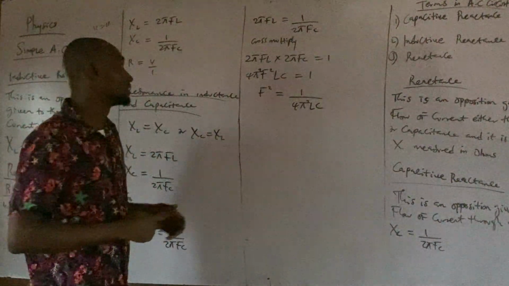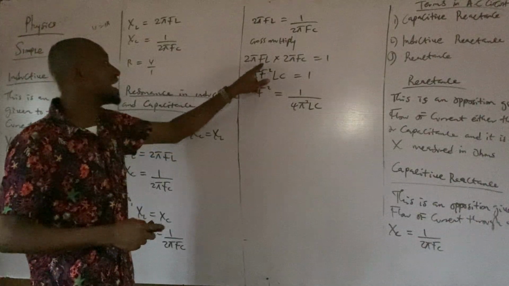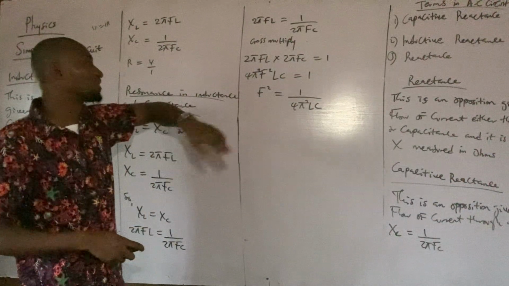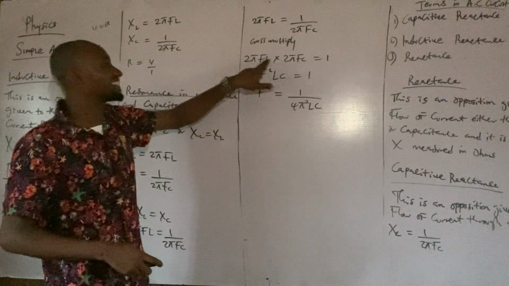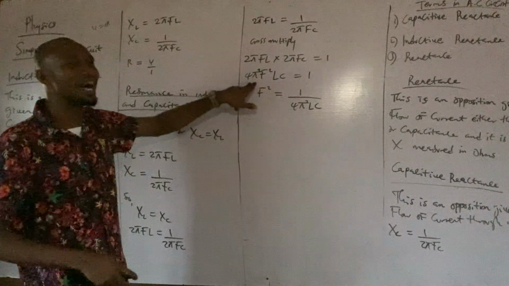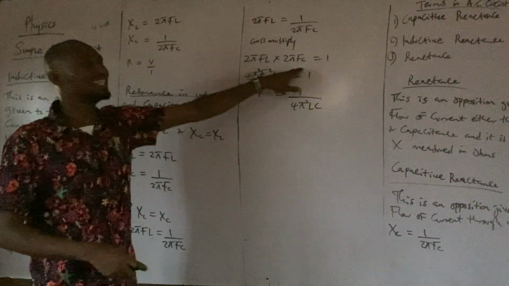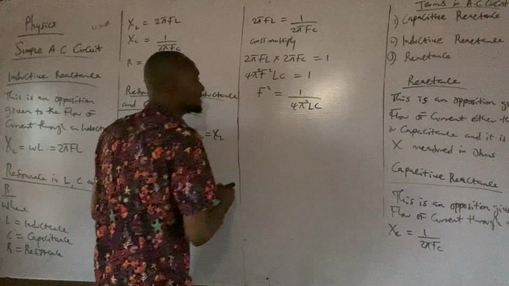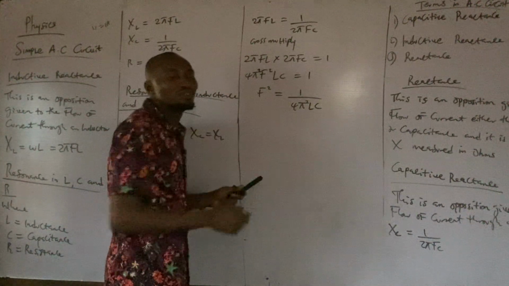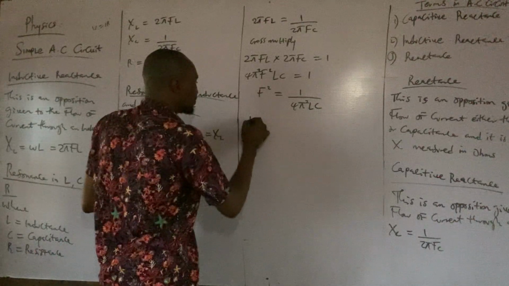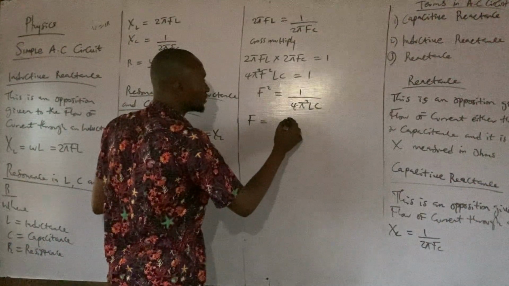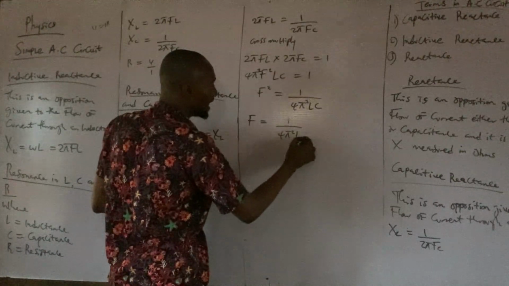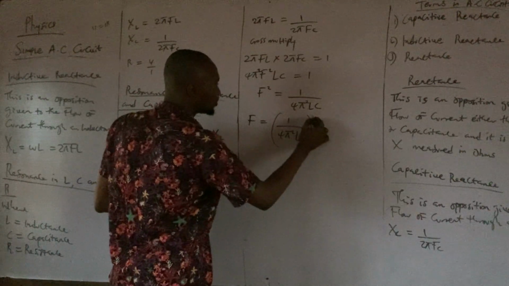So now, remember from here, we said 2 pi FL times 2 pi FC is equal to 1. So 2 pi times 2 pi gives us 4 pi square, F square LC equals 1. Now we want to make F the subject of the formula. So F is equal to 1 over 4 pi square LC all square.